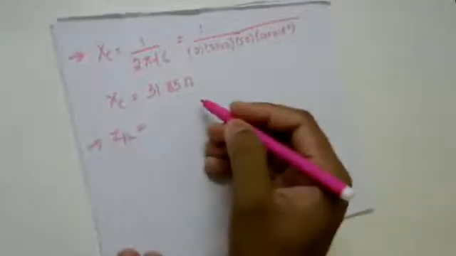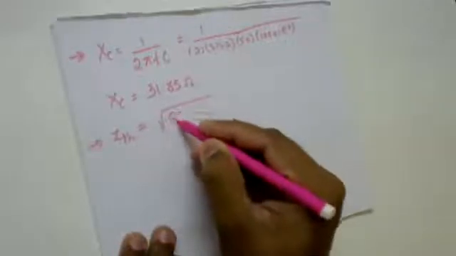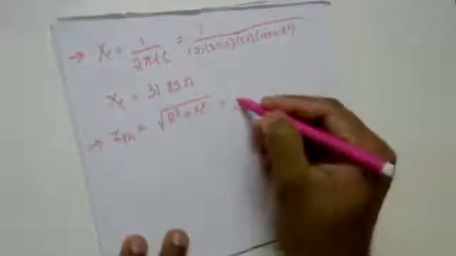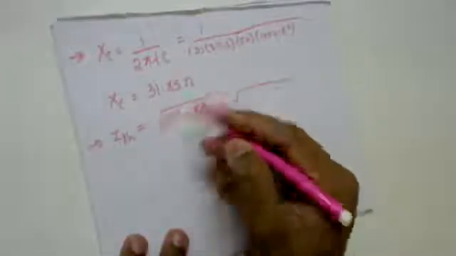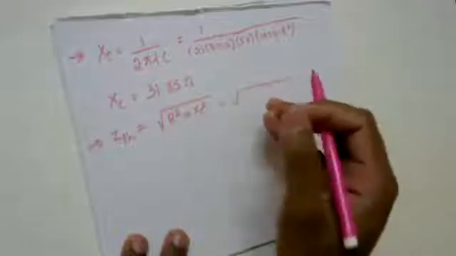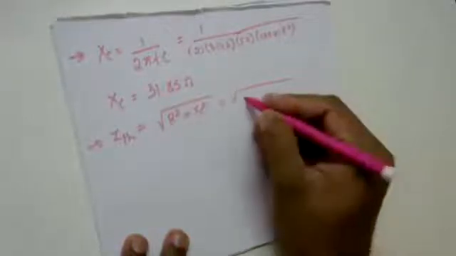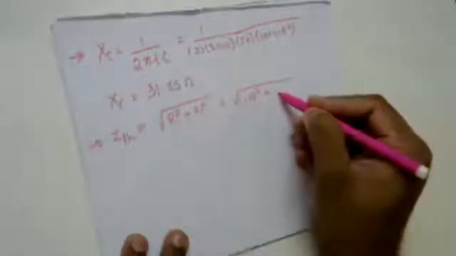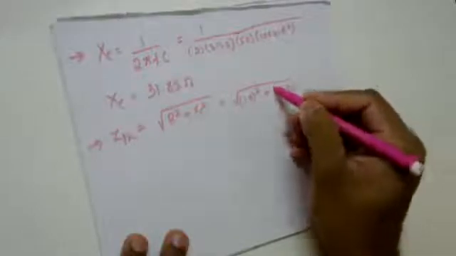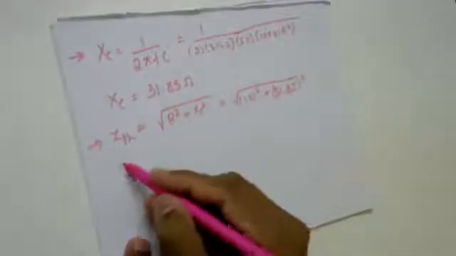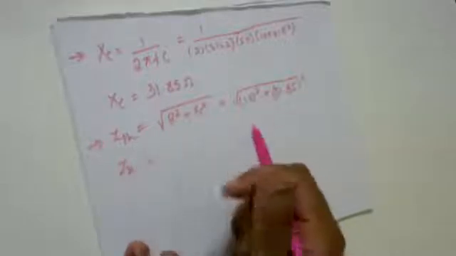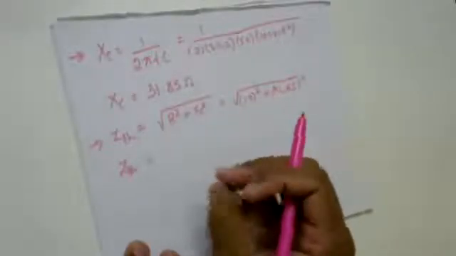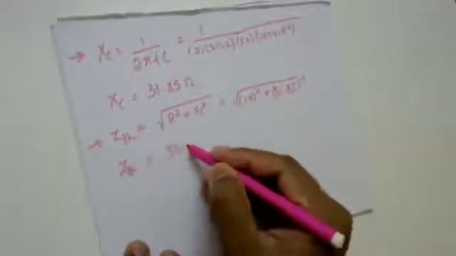square root of R square plus Xc square. This is equal to square root of, what is the value of R? He has given us the value of R as 10 ohms. So 10 square plus, what is Xc? 31.85 square. So what is the value of impedance? 33.38 ohms. Okay, good.